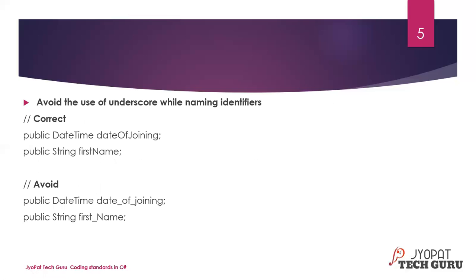Avoid the use of underscore while naming identifiers. Whenever you are creating variables, try to use the names directly rather than giving a lot of underscores. For example, public DateTime DateOfJoining, public string FirstName. And try to avoid date_of_joining or first_name.